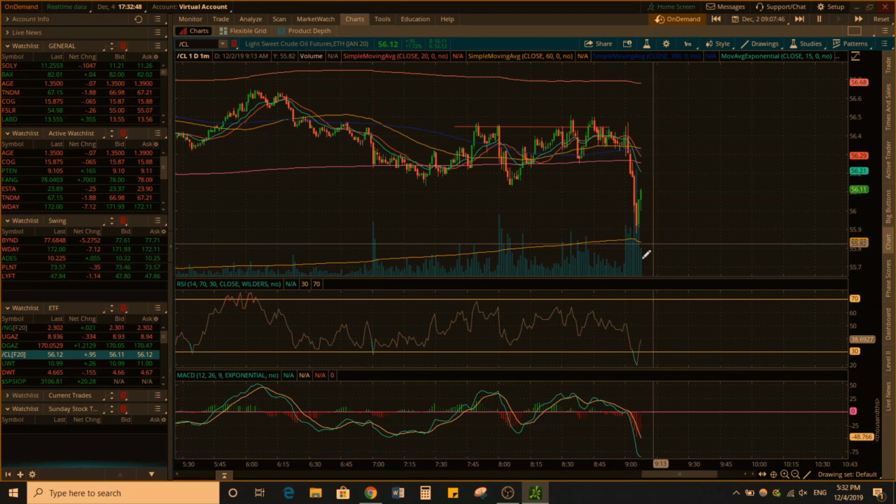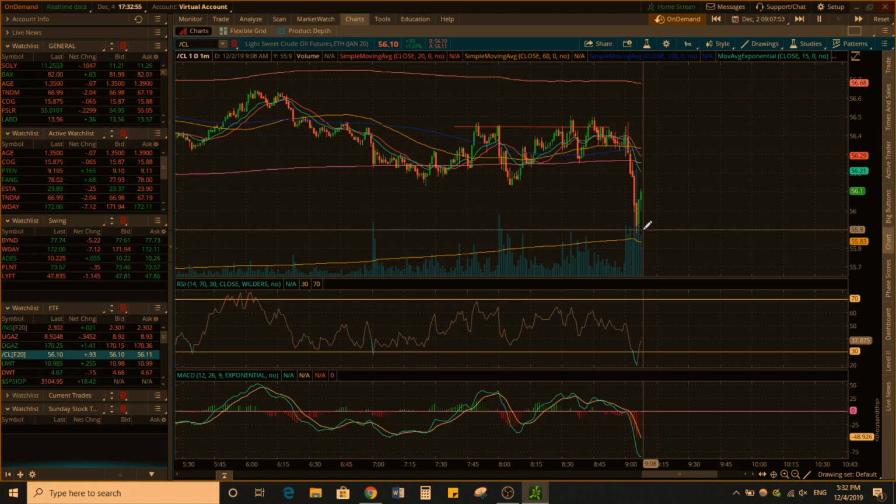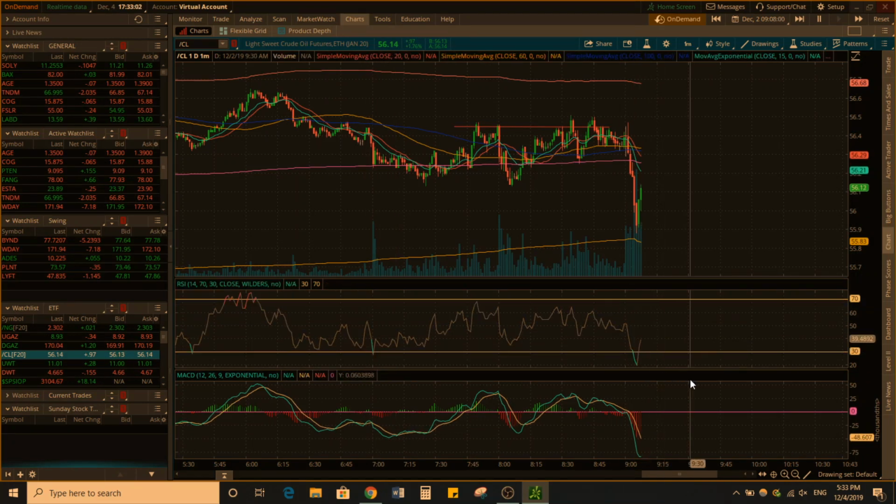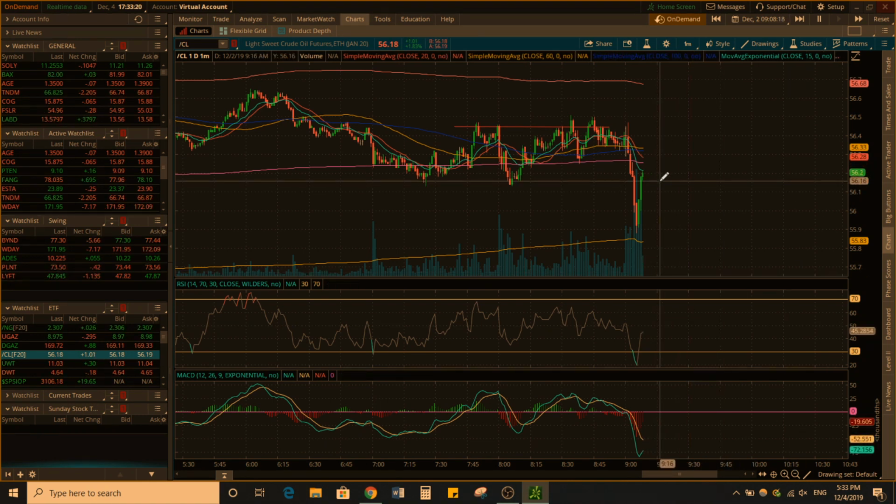I could not have predicted that, and that to me is just too risky. RSI is way too low, and you don't want the RSI to be way too low, because in my experience, if it's way too low, it's easier for the stock to go lower. The market doesn't look too bad, and now I'm having a few moments of FOMO.